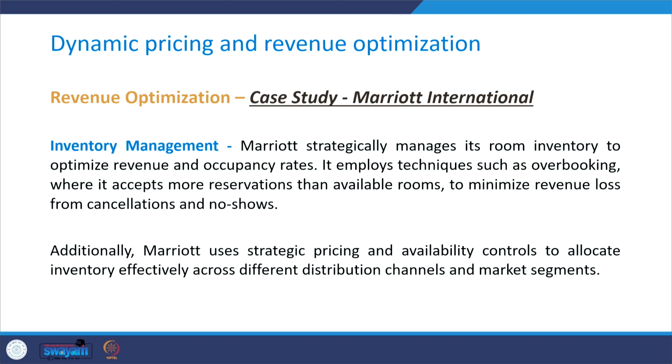And finally, Marriott also implements sophisticated inventory management techniques. Marriott strategically manages its room inventory to optimize revenue and occupancy rates. It employs techniques such as overbooking, where it accepts more reservations than available rooms to minimize revenue loss from cancellations or sometimes no-shows from the customers. Additionally, Marriott uses strategic pricing and availability controls to allocate inventory effectively across different distribution channels and market segments.